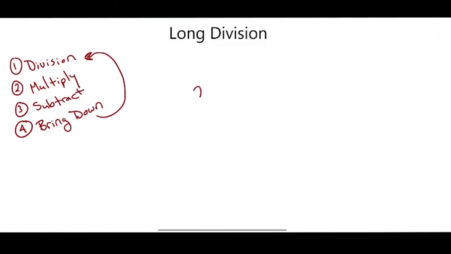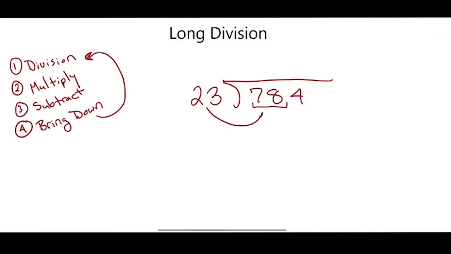Let's say, for instance, I have 23 on the outside, and on the inside, I have 784. Well, this is read as 784 divided by 23. Now, I want to see how many times 23 will go into 78. I'm going to guess that it goes 3 times. So that's my division. 23 can go into 78 3 times. So I'll multiply the 3 times 3, which is 9, and then 3 times 2, which is 6.